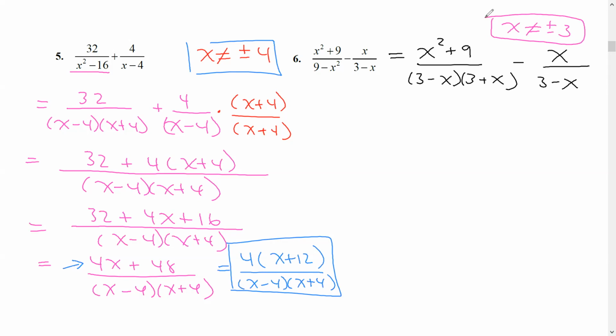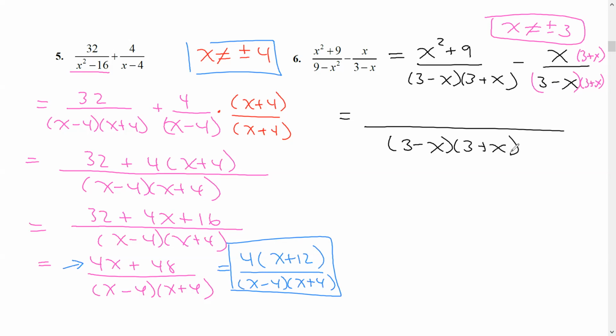Okay, common denominator. Well, my common denominator is going to be 3 minus x, 3 plus x. So the second term here needs a 3 plus x in the numerator and the denominator. Okay, again, I don't multiply out that denominator. The numerator, oh, it's a subtraction. He's messing with me.